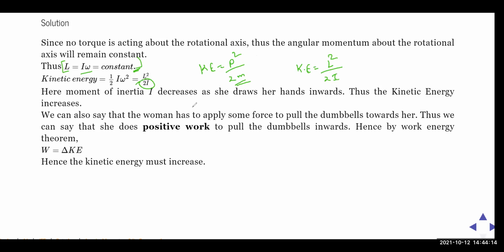right? Now, if you draw your hand inward, I will decrease. Yes or no? Moment of inertia कम हो जाएगा ना? Because R will decrease. So if moment of inertia decreases, then kinetic energy will increase because it is in the denominator, and the angular momentum is constant. Yes or no? हाँ या ना? समझ में आया? Yes. So I hope all of you got this conceptual problem.